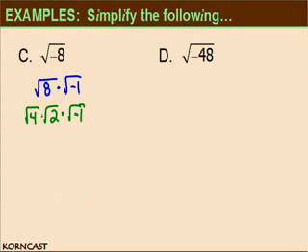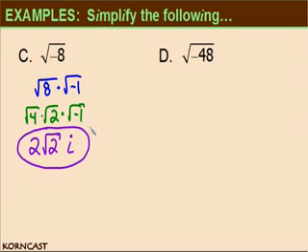Well, the square root of 4 is 2. The square root of 2 is the square root of 2. And lastly, the square root of negative 1 is i, so I'm going to multiply that to i. Now I must make sure that my radical ends and then I multiply i to that. I don't want to have my i inside the radical because that means something completely different. So there's our answer: the square root of negative 8 simplifies to 2 root 2 times i.